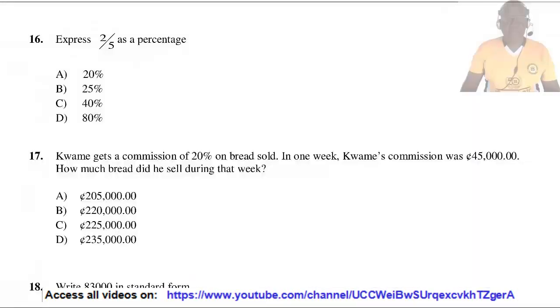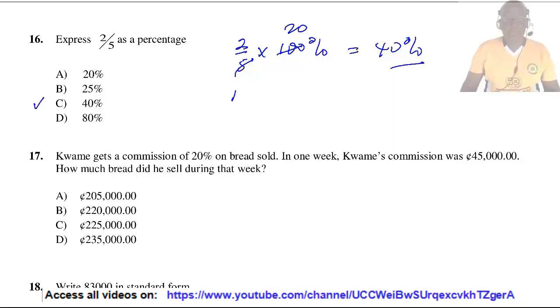Question 16. Express 2/5 as a percentage. That is 2 over 5 times 100%. 2 goes here 1, 2 goes here 20. So 40%. So the answer is C.